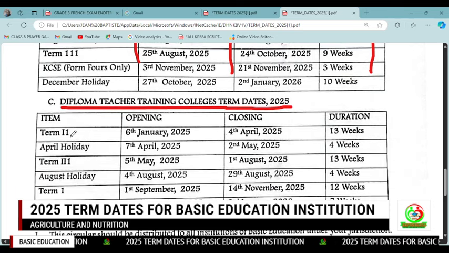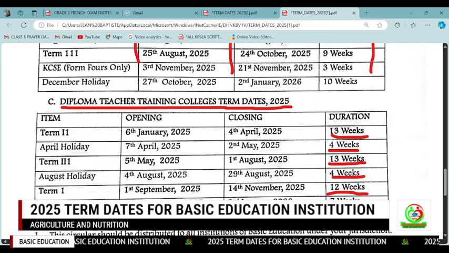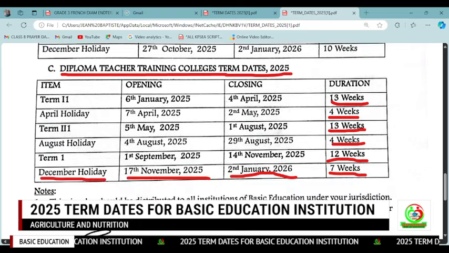Here they are. First term, we shall have 13 weeks. We shall have a holiday, April, 4 weeks. And then second term, which is the semester, 13 weeks. And then for August holiday, 4 weeks. Then the term from September up to November is a good 12 weeks. Then I proceed to the December holiday, a good 7 weeks from November 17 to 2nd January, immediately after the end of the year.